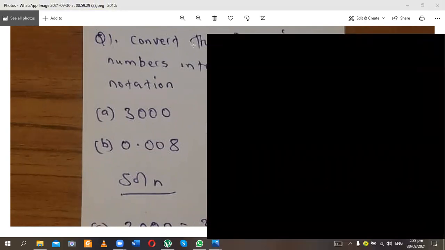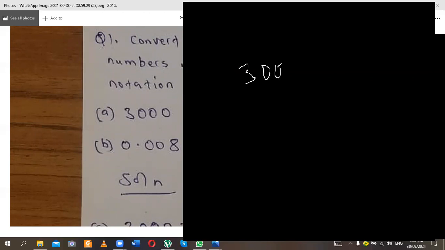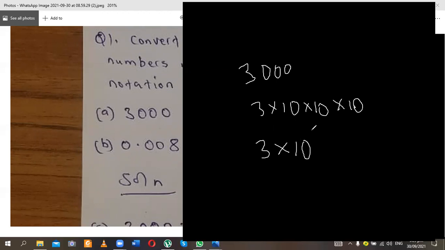So the way we are going to do this, we have a 3,000. So we know that this 3,000 can be written as 3 times 10 times 10 and again times 10. Isn't it? Therefore, we can write it as 3 times. We just get one 10 and we ask ourselves, how many times did we multiply that 10? 3 times, therefore you write it like that. So this is how you go about writing numbers in scientific notation, which is at times called the standard form.